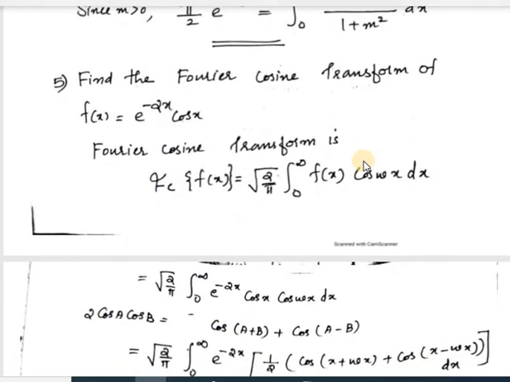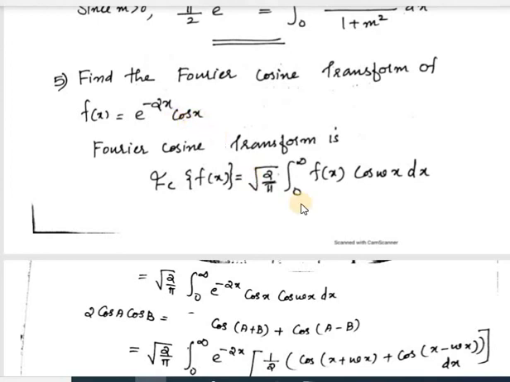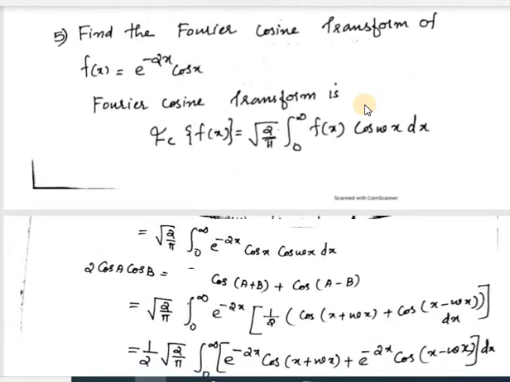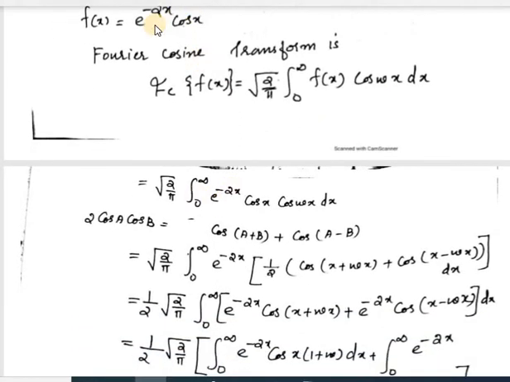Find the Fourier cosine transform of e raised to minus 2x cos x. First we write the cosine transform formula, that is root 2 by pi integral 0 to infinity f of x cos omega x dx. Here the interval is not given, so we take the default integral 0 to infinity, and the function value is e raised to minus 2x cos x cos omega x dx. We cannot integrate this one directly, so we have to convert this cos a cos b term. That is 2 cos a cos b is cos a plus b plus cos a minus b. Here a is x and b is omega x.